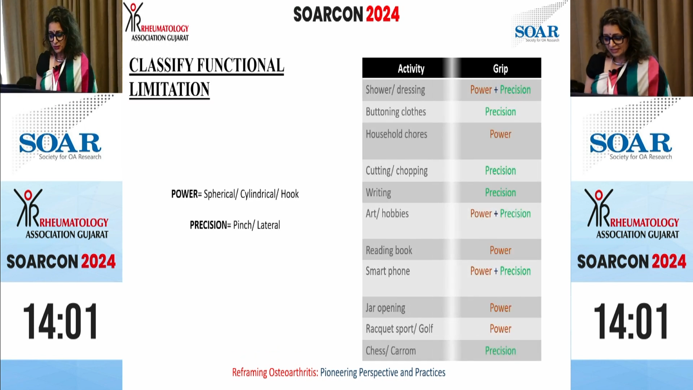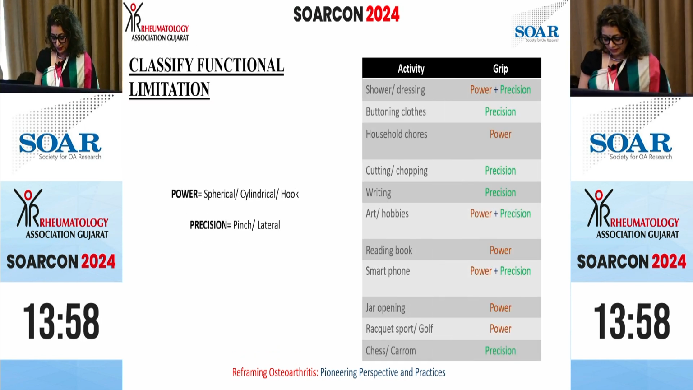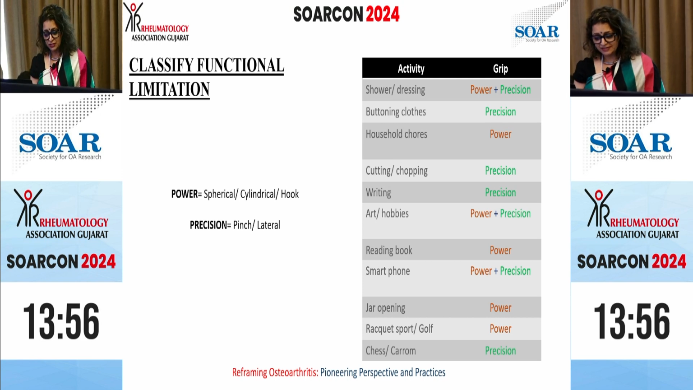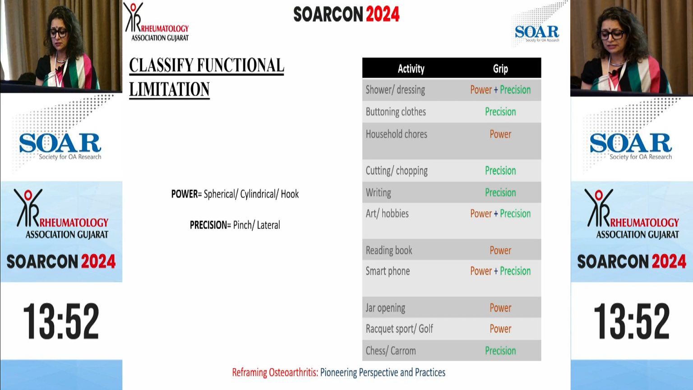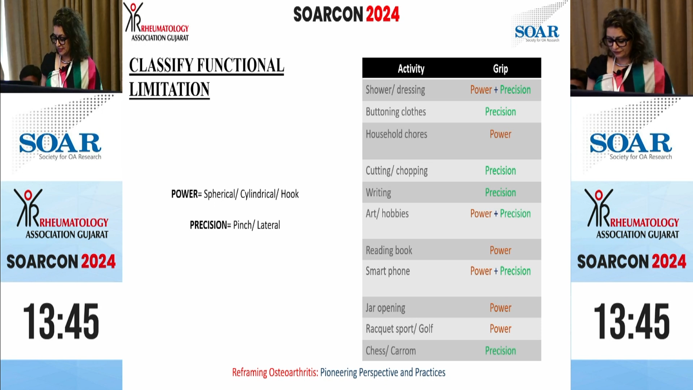It is important to classify the functional limitation. That is, if the issue that the patient is facing lies in the power grip or precision grip. Power would be a spherical, cylindrical or hook grip, and precision would be a pinch or lateral grip, and according to the activities that they describe they're facing difficulty in.